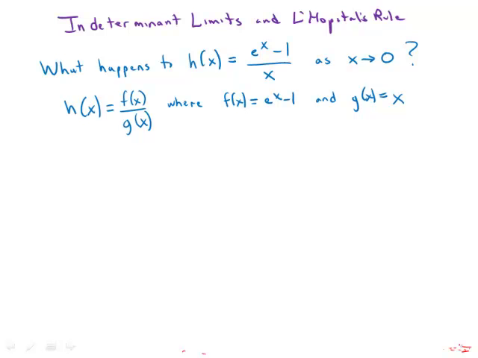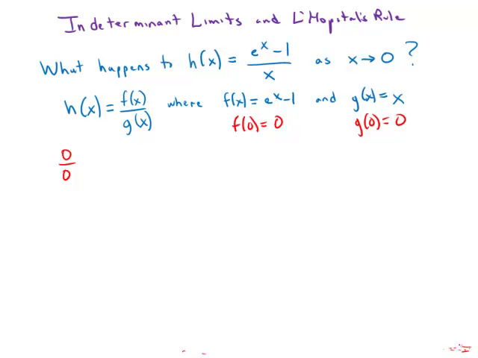Notice that we can write h of x as a ratio of two functions, f of x over g of x, where f of x is e to the x minus 1 and g of x is just x. And notice that f of 0 is 1 minus 1, which is 0, and g of 0 is also 0. And so that means if we plugged in, h would be going to 0 over 0.